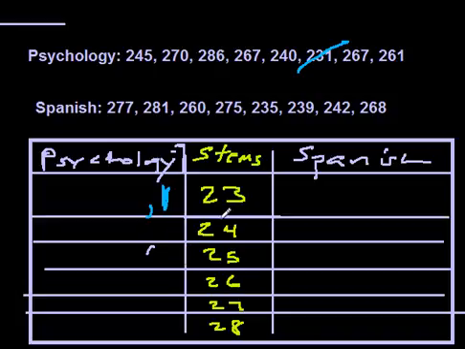So 240s I have, let's see, 240 and 245. So let's cross out 240 and 245. So I'll put a 0 and a 5.